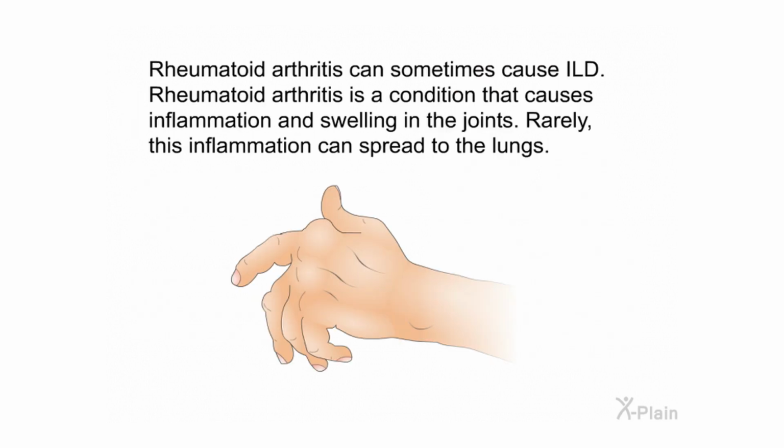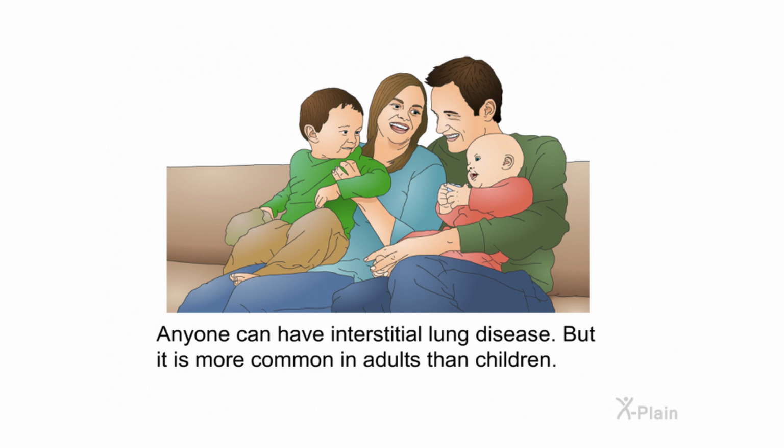Rheumatoid arthritis can sometimes cause ILD. Rheumatoid arthritis is a condition that causes inflammation and swelling in the joints. Rarely, this inflammation can spread to the lungs. Anyone can have interstitial lung disease, but it is more common in adults than children.